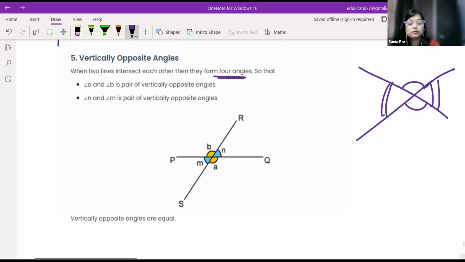Ma'am, but SAQ and PBR are the same angles, and the same with PMS and RNQ, right? That's why they are not asking you for the equal angle. They are asking you for the opposite. These two cannot be opposite, right? Opposite means vertical. They have the condition of vertical. So vertical is this and this only, right? Vertical and opposite.